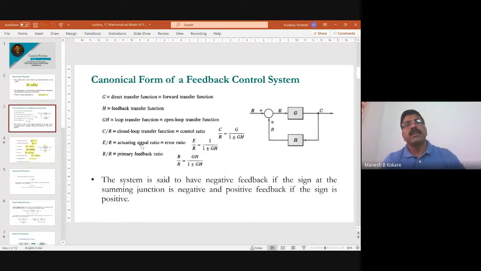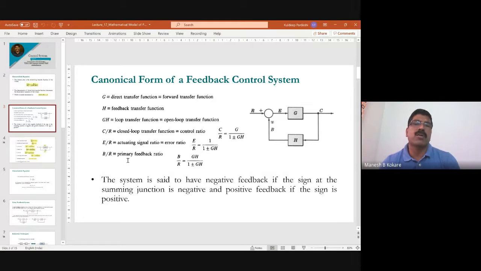Then the actuating error signal ratio, E by R. If you take this E by R, it will be equal to 1 upon 1 plus or minus GH. Again, this will be plus when there is negative feedback, and this will be minus when there is positive feedback, right? And all those things can be manipulated from these equations.